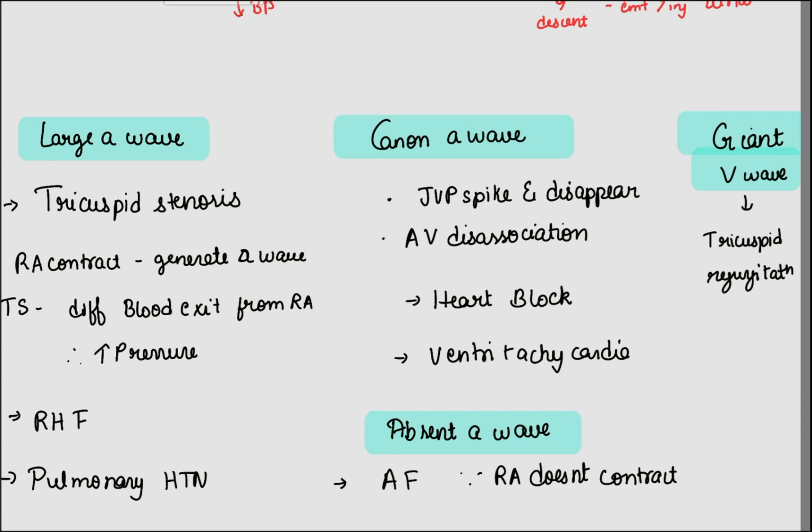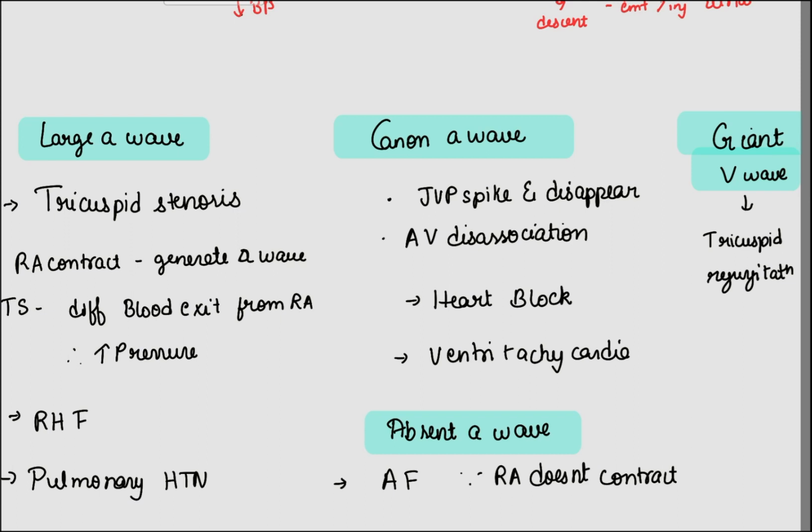Canon A wave, there is a JVP spike which appears and disappears. There is usually AV dissociation. In Canon A waves, we are usually finding it in heart block, ventricular tachycardia.